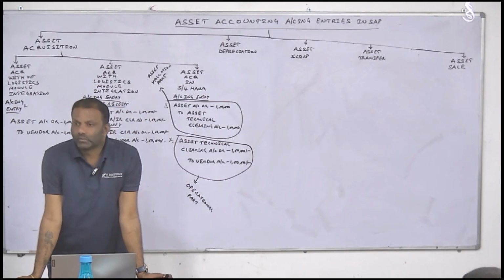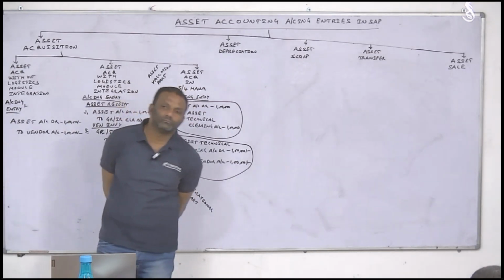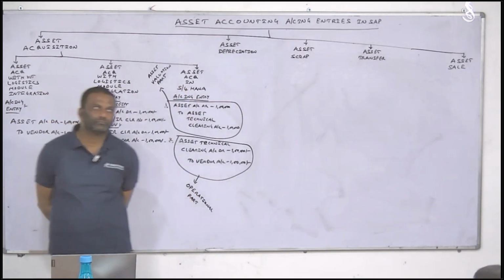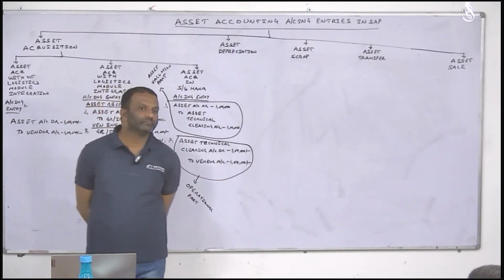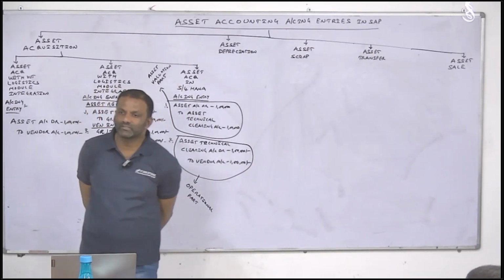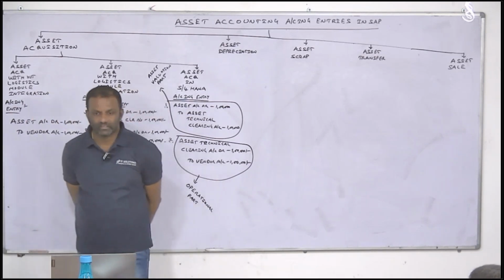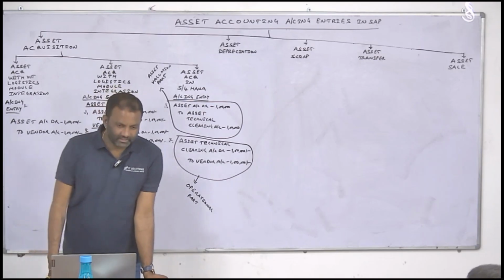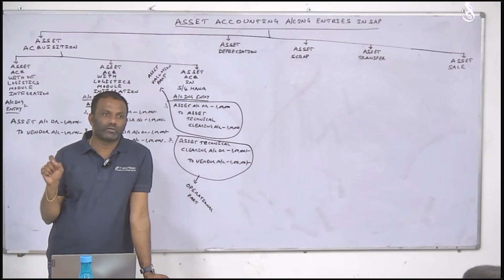Yes, sir. Fine. What is the accounting entry for depreciation? Depreciation to accumulated depreciation. Okay. Any other answer? Depreciation account debit to asset account. But coming to corporate books, we never ever touch the main asset while posting depreciation. Hope you got my point.